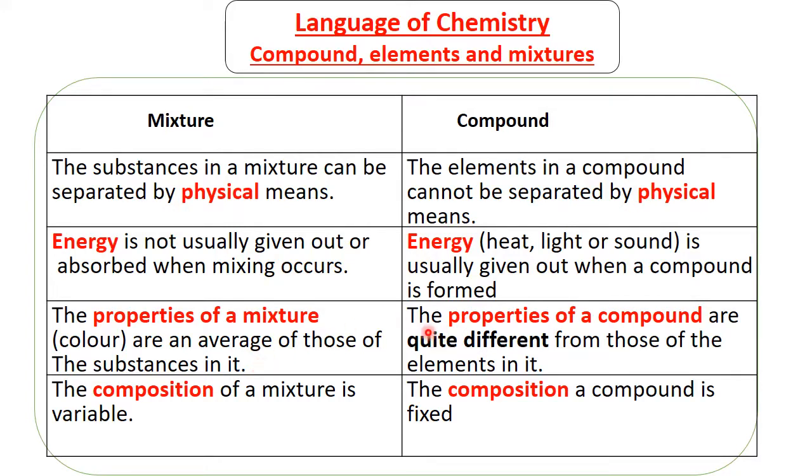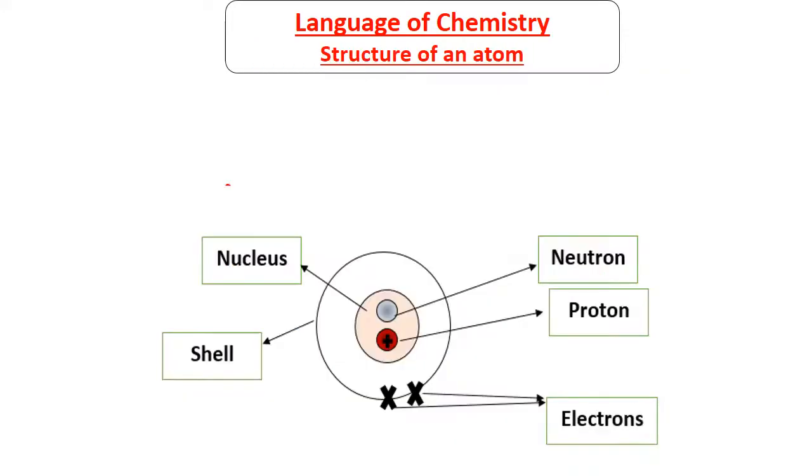For a compound, the properties of a compound are quite different from those of the elements in it. For example, like I said, water has different properties from hydrogen and oxygen. The composition of a mixture is variable, and the composition of a compound is fixed. So this one I explained.